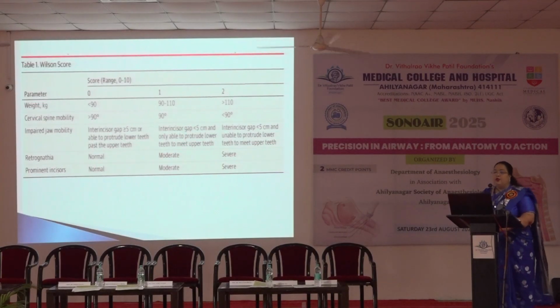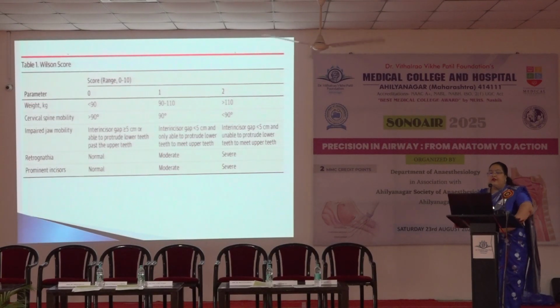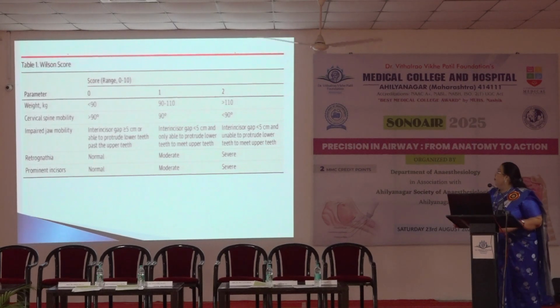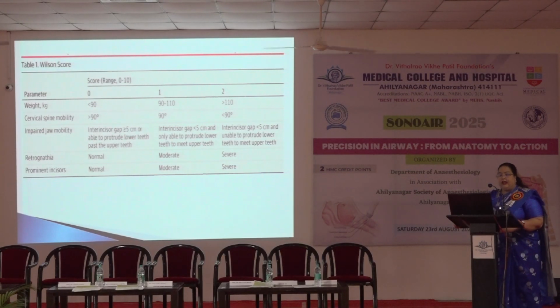Then coming to Wilson score. Wilson score takes 5 parameters into account. First is weight, second is cervical spine mobility, third is impaired jaw mobility, 4 is retrognathia, and 5 is prominent incisors. Here we are scoring it between 0 to 10. Here there is 0, 1 and 2. Weight less than 90 kg, 90 to 110 and more than 110 kgs. Cervical spine mobility more than 90 degree, 90 degree or less than 90 degree.